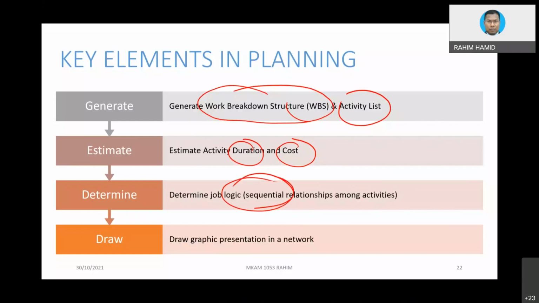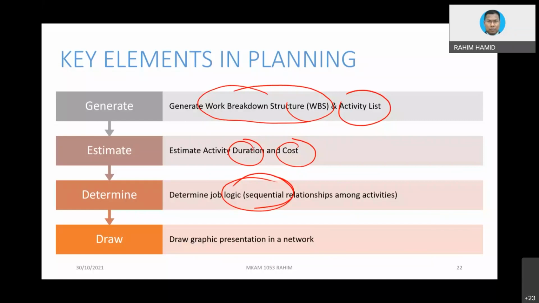because you can have things that can be done concurrently. That will be fine, but you cannot do things illogically, such as building the roof first instead of doing the piling. Oh well, that is illogical.